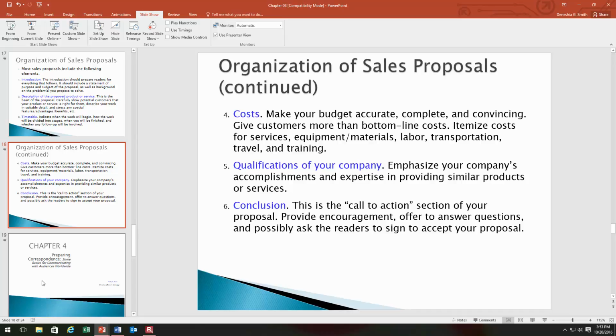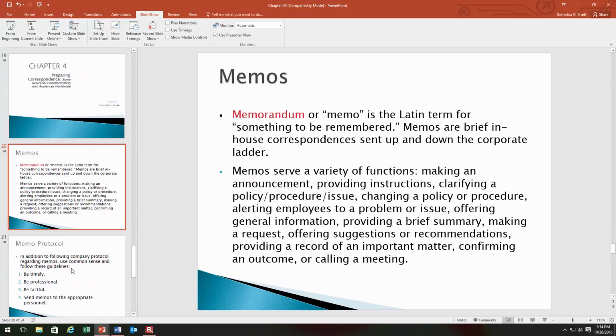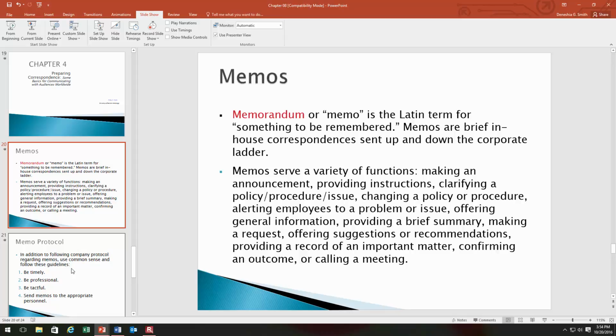So now what we're going to do is talk about memos, because as I just said, this is a proposal memo, so we want to make sure we understand that as well. In chapter 4, we've been there before, when we did our letters. Chapter 4 deals with preparing correspondence, and that includes letter writing, email and electronic communication, and also memos.